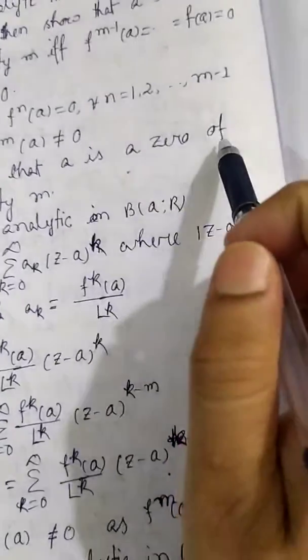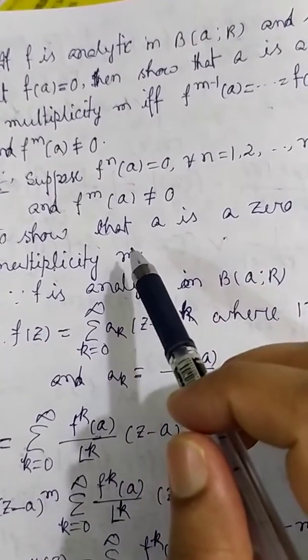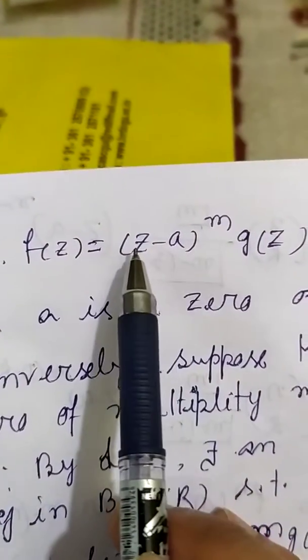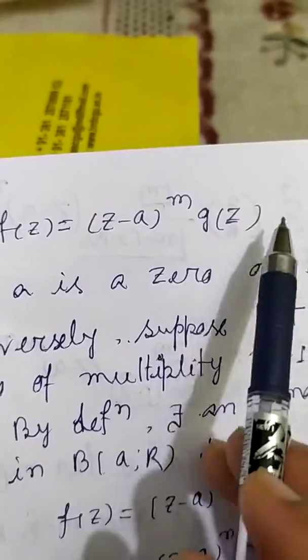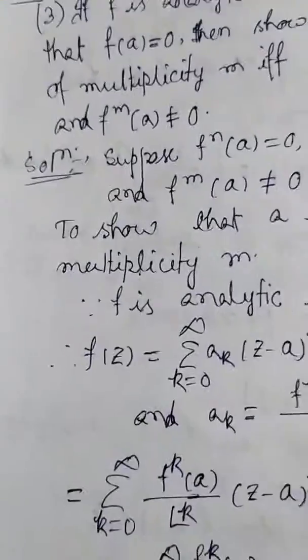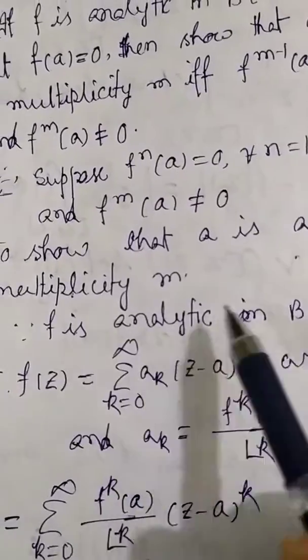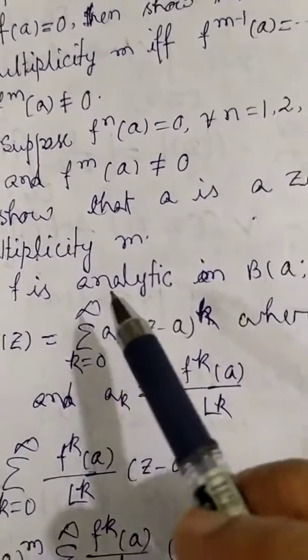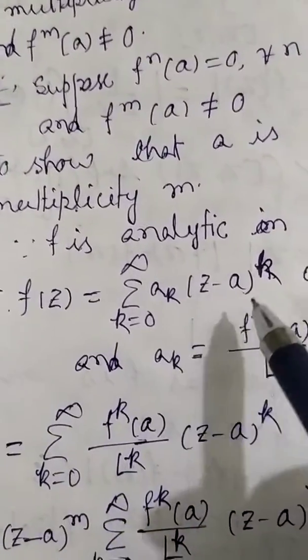To show that a is a zero of multiplicity m, you have to show that f of z is equal to (z minus a) to the power m into g of z. You have to find out what that g of z is. It is given that f is an analytic function. Therefore, for every analytic function, we have this power series representation.